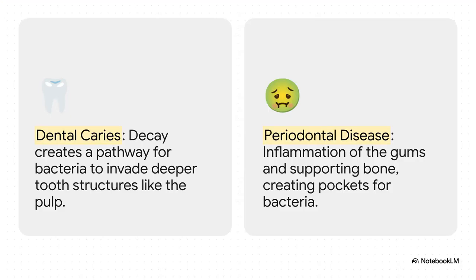On the left, you've got dental caries, or what we all know as cavities. Think of this like a drill, boring a hole straight through the tooth's defenses, giving bacteria a direct path into the core. Then on the right, you've got periodontal disease, gum disease. This is more like digging a moat around the tooth, creating these deep, infected pockets where bacteria can just thrive. Either way, you've got a perfect launch pad for a serious infection.